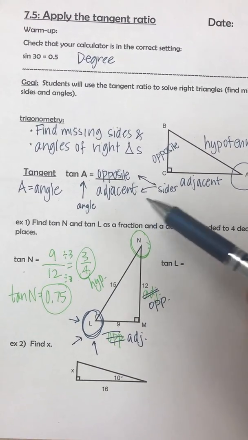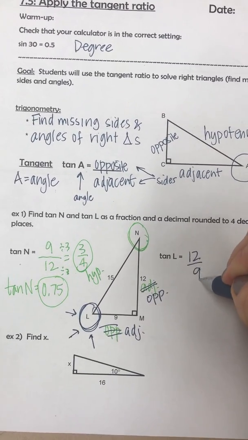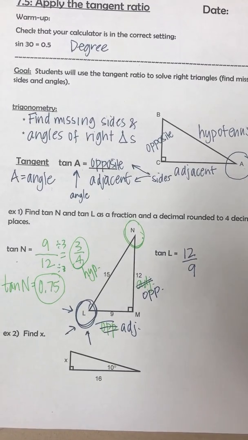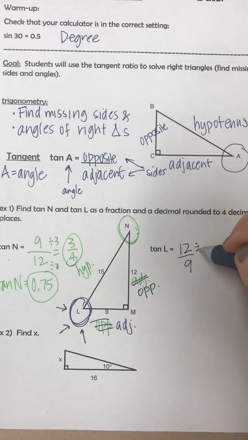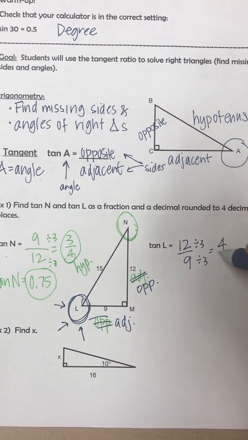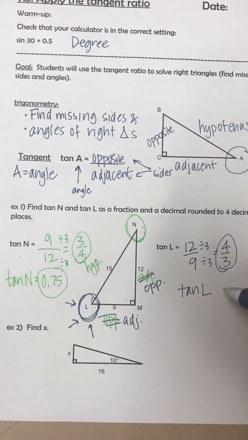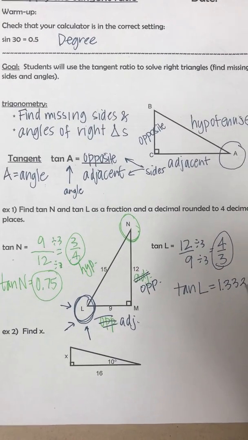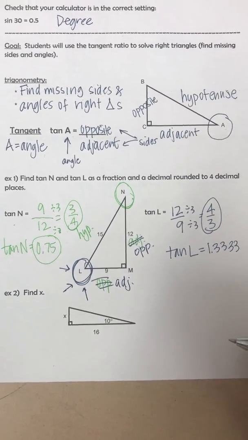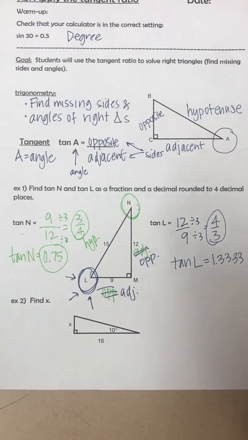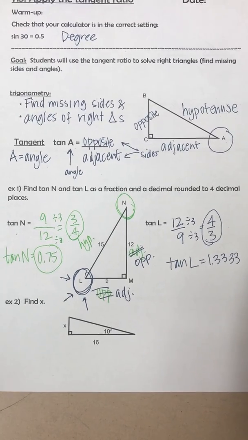And again, we go opposite over adjacent. So tangent of L would be 12 over 9, because it's opposite over adjacent. So it's just the flipped version of this one. Again, we're going to divide by 3. We get 4 over 3 would be the fraction. And then if I do 4 over 3 in my calculator, I'm going to get 1.3 repeating, and they want 4 decimal places, so I'll just write all 4 there. Obviously it keeps repeating. So you'll have to do some of this where they ask you to write it as a fraction and a decimal, so just follow whatever directions they give you for the homework there for that.